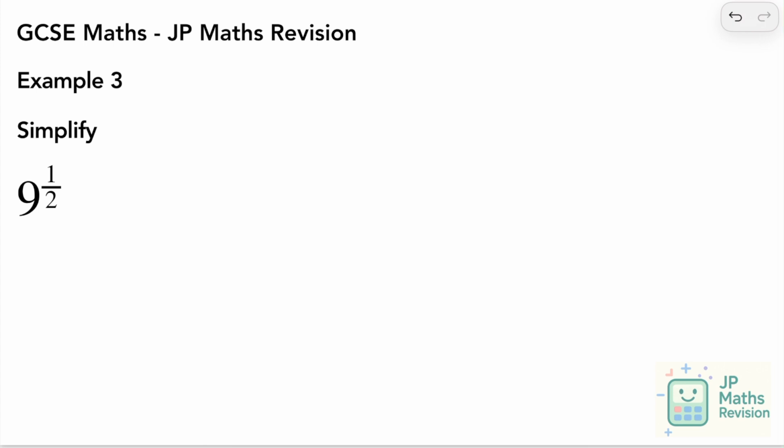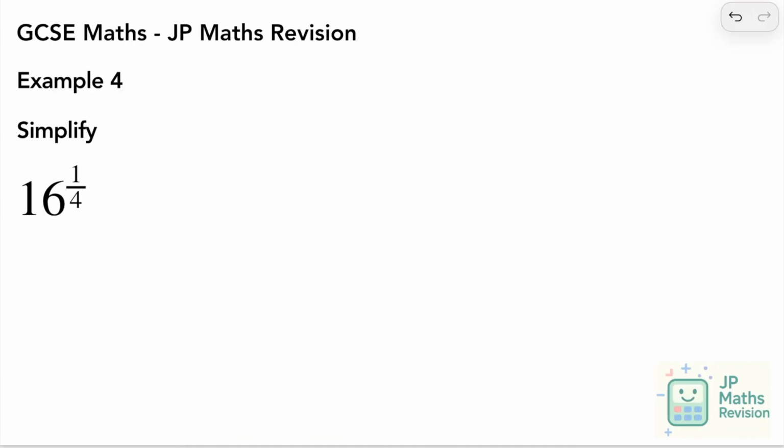Here's another example, so we need to simplify 9 to the power of 1/2. So again, because the denominator is 2, we're going to take the square root. So in this case, we're doing the square root of 9, so the number that you have to multiply by itself to get 9 is going to be 3.